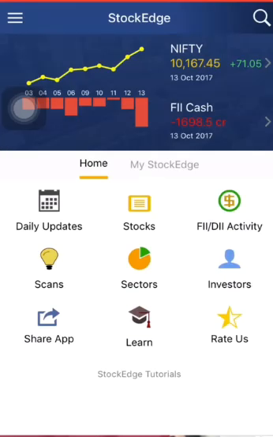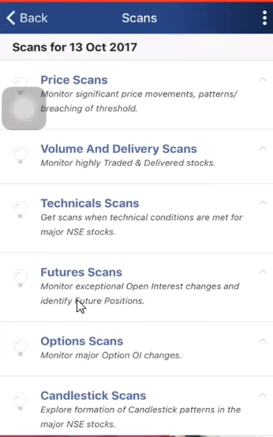Yes, friends. Now let's talk about the most important section that we were very much interested in, and it's the scans. So, friends, scans is basically, see, being human, we will not be able to track each and every stock which is present in the market. So we need to make use of some software or an application which will assist us in finding out the stocks where the action is.